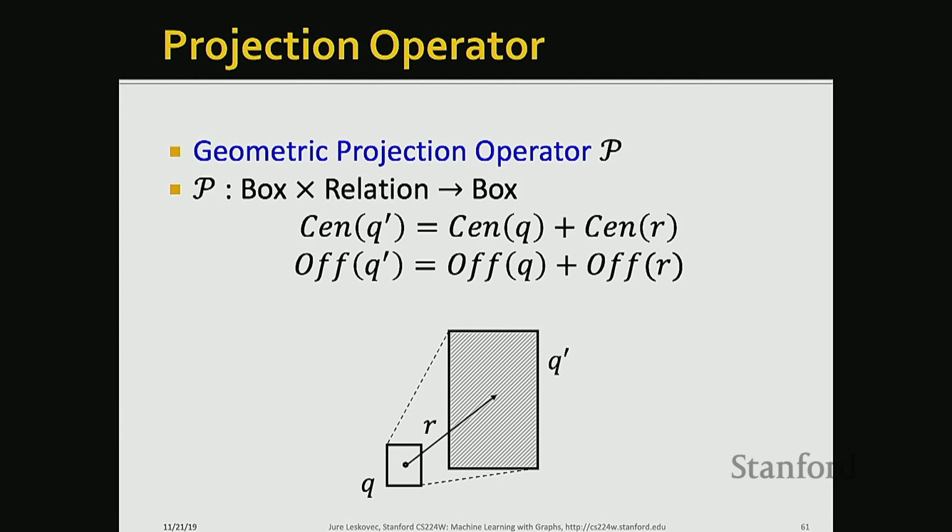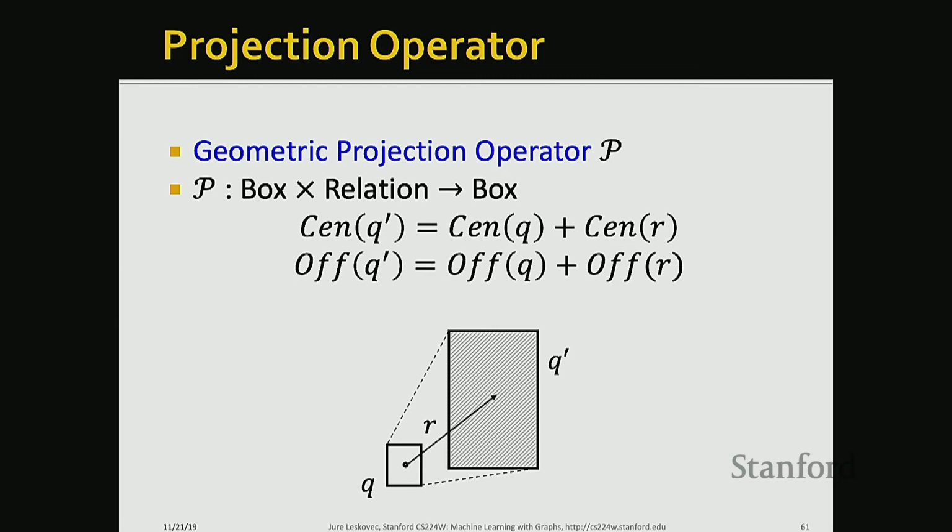As we said before, we're going to have this projection operator, which goes from a specific starting box and a relation to a new box. And what happens here is a very easy operation. We just sum the centers. So this is going to be a translation operator for the center that moves from here to there. And then we're just going to be summing up the offsets. So our box will get larger.